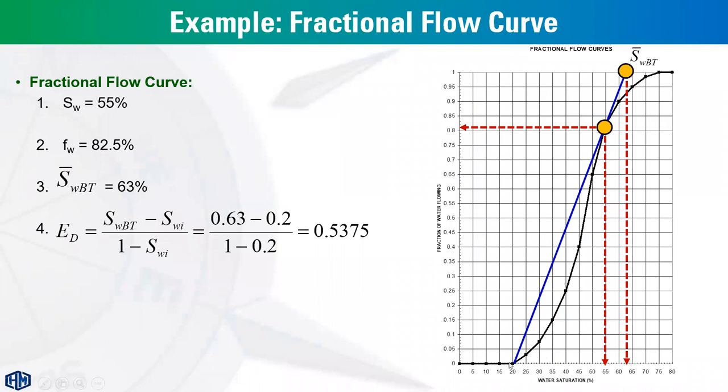Back again, from this tangent line from Swi, the irreducible water saturation, at the tangent point we have Sw at the flood front, Swf, which is 55%, and fw, which is 82.5%. For Sw breakthrough, the average water saturation at breakthrough, it is 63%. To calculate the displacement efficiency, it follows this equation: Sw breakthrough minus Swi, divided by 1 minus Swi. The calculated displacement efficiency is about 54%.